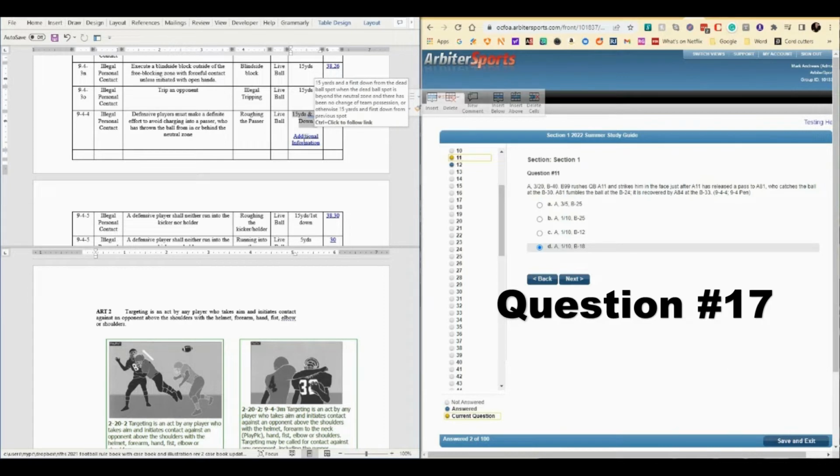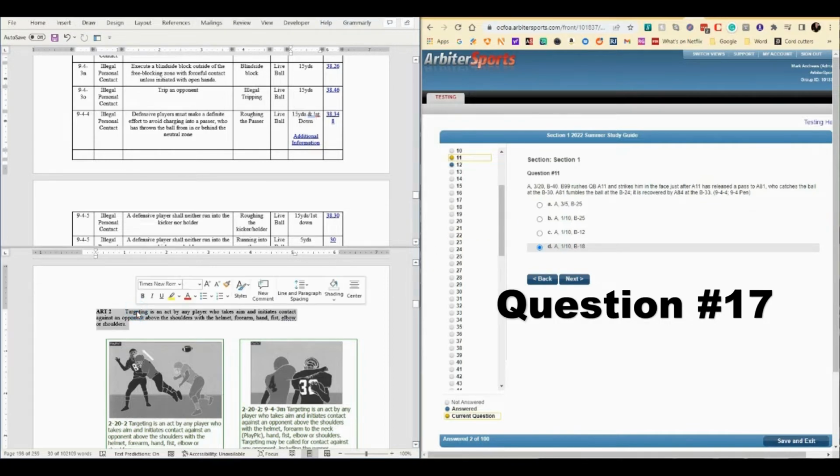Now, so back to the question, B99 strikes the quarterback in the face. Well, what is that? Well, that's targeting, right there. Targeting is an act by any player who takes aim and initiates contact against an opponent above the shoulders with the helmet, forearm, hand, fist, elbow, or shoulder. So he either hit him with his hand or his fist, either one. This is targeting. So that's one of those 9-4-3 fouls. So this is definitely roughing the passer.